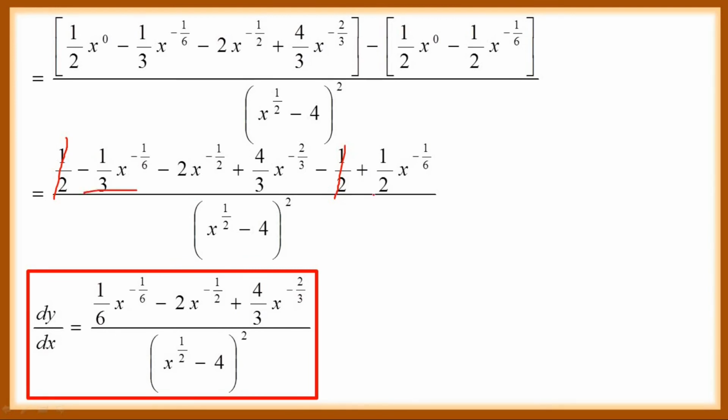Meron tayong dalawa. Ito, tsaka ito. Negative 1/3 and positive 1/2 LCD is 6. This becomes negative 2/6. This becomes positive 3/6. 3/6 plus negative 2/6, that is positive 1/6. Then we copy x raised to negative 1/6. Wala na ba tayong magkapareho? Wala na. So we have negative 2x raised to negative 1/2, and then we have 4/3 x raised to negative 2/3, and this is our final answer.